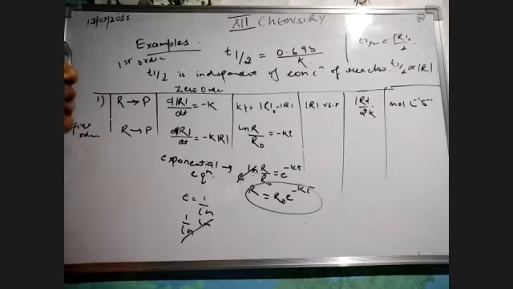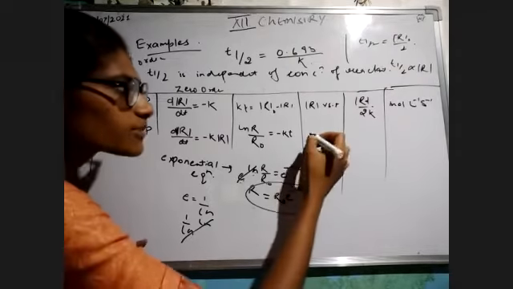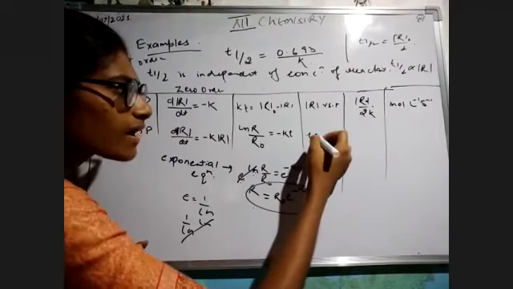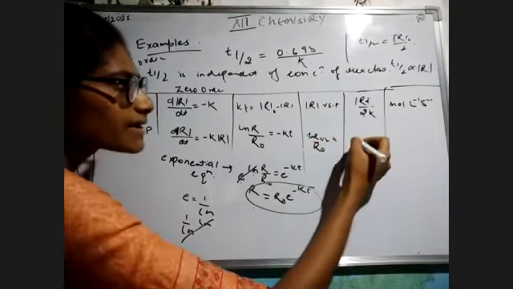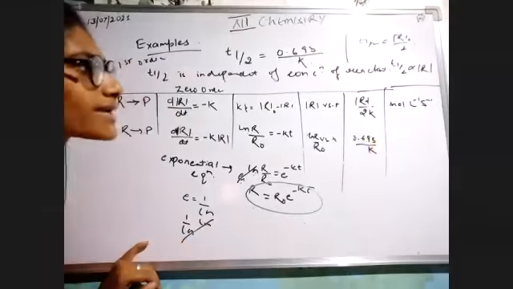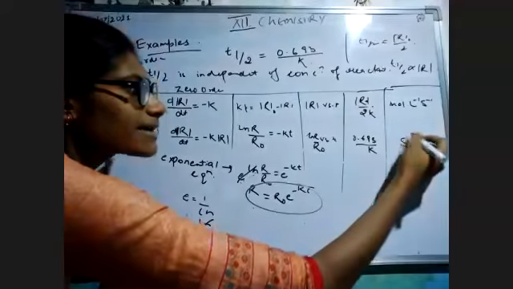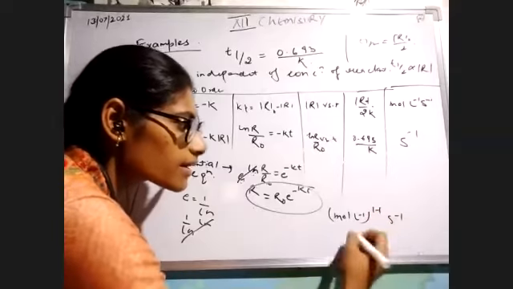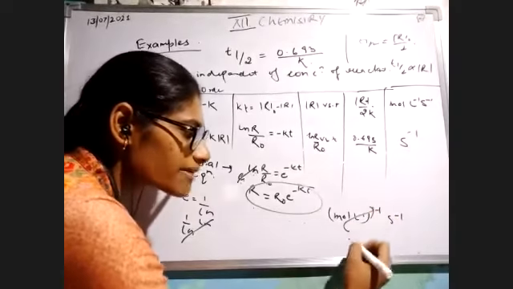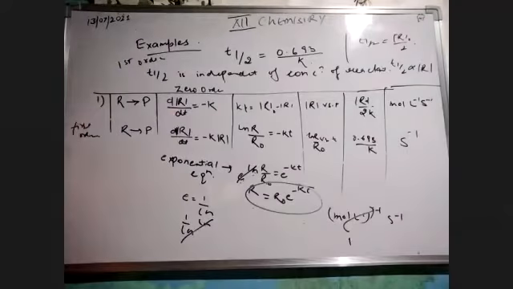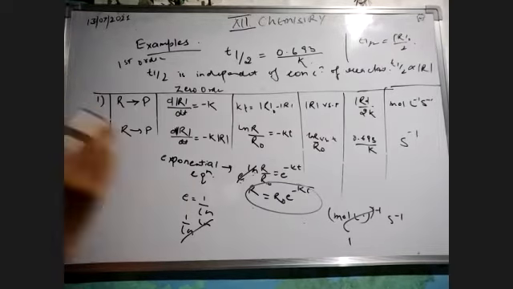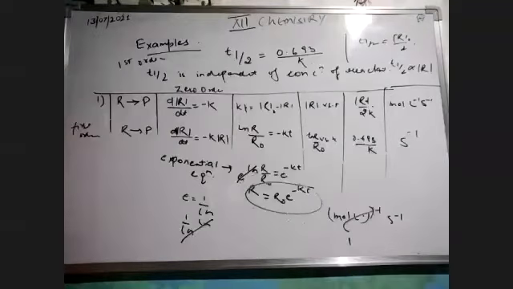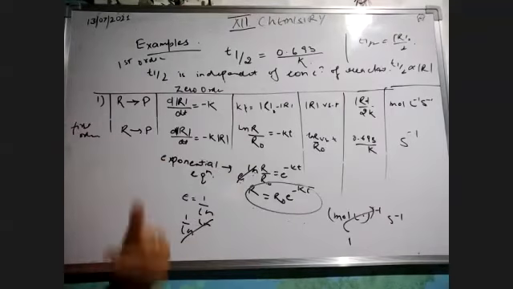Clear? Now the graph is between time versus ln R by R naught. What is my half-life period? That is 0.693 upon k. What is the unit? That is only per second, because mole per liter to the power 1 minus 1 will be equal to the power 0, that will be equal to 1. Clear? So this was all about what we have studied, and we have got the concept. You can write this table, or you can expand this table in your own ways to memorize all the formulas. Okay?